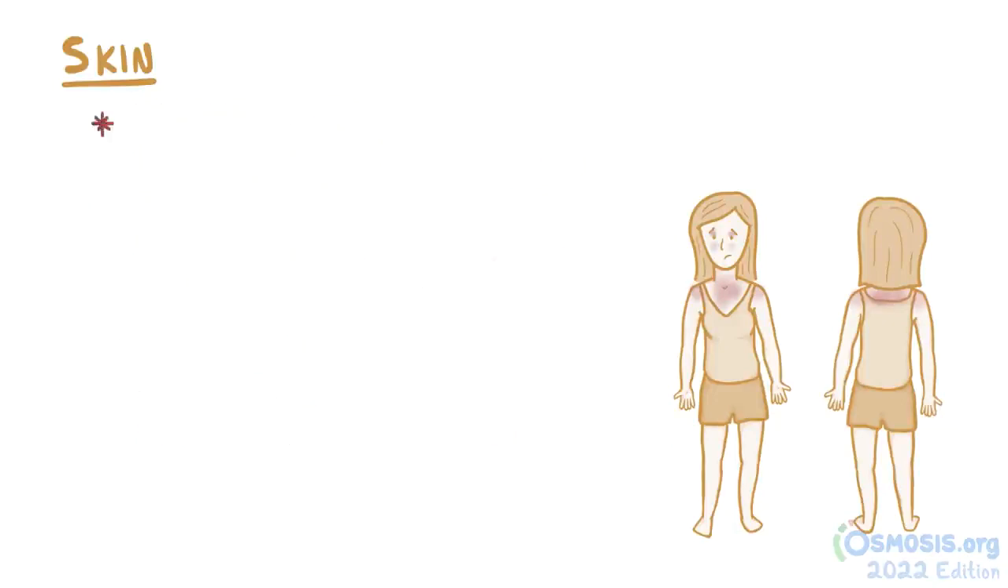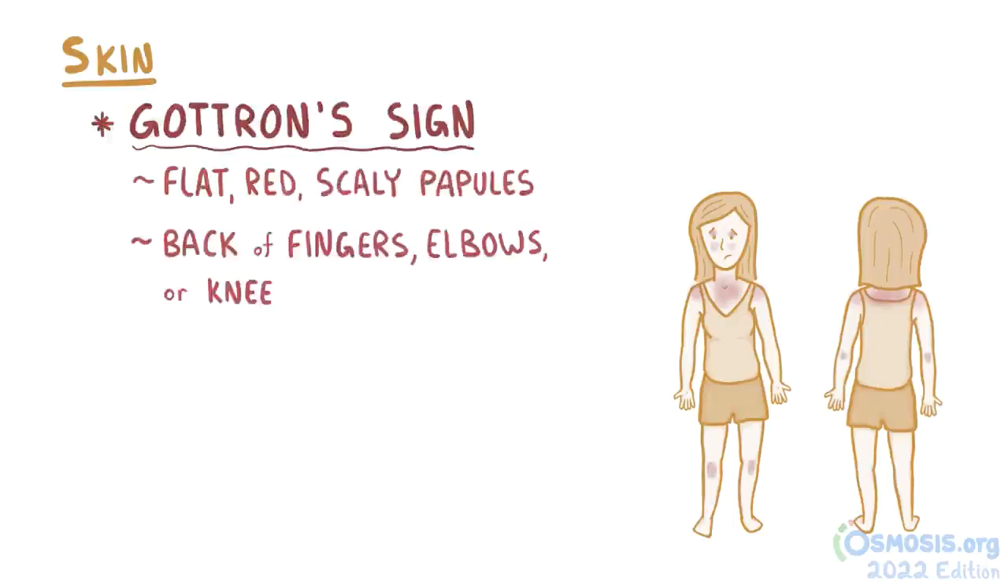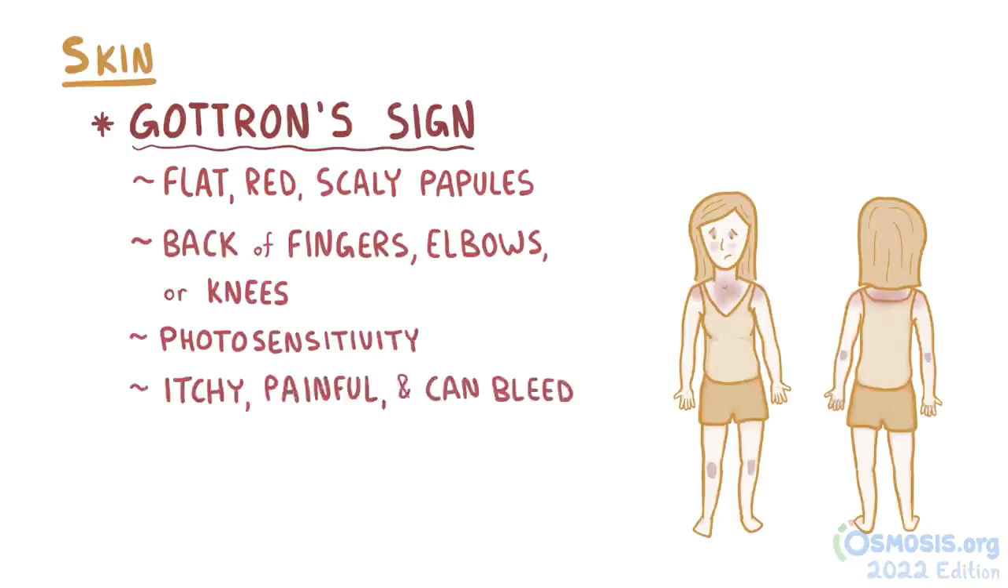Another classic finding is Gottron's sign, which are flat, red, scaly papules over the back of the fingers, elbows, or knees. Also, the rashes are photosensitive, meaning that they worsen in sunlight, and are often itchy, painful, and can bleed.